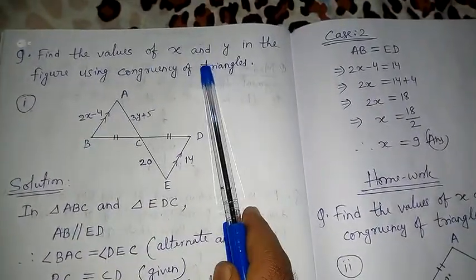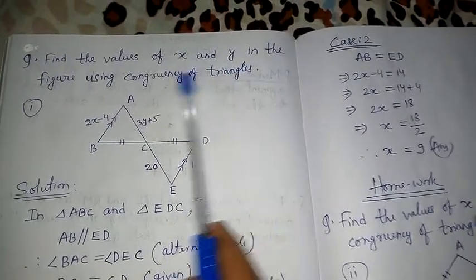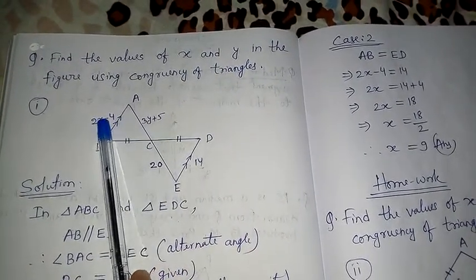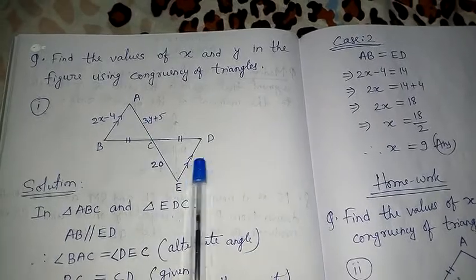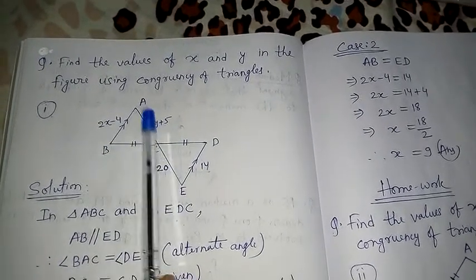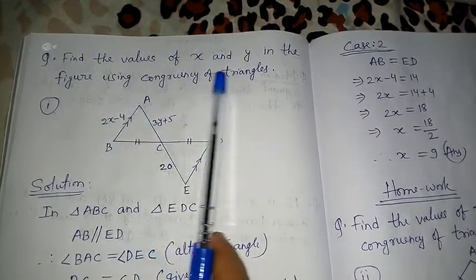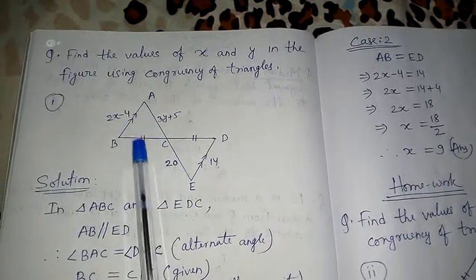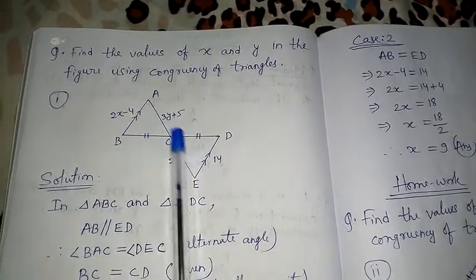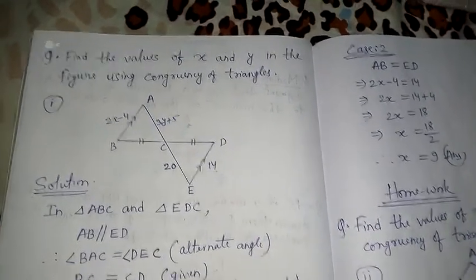Find the value of X and Y in the figure. So there are unknown quantities here, X and Y variables. You can see, you have to find the value of X and Y using congruency of triangle. First you have to prove that they are congruent, and then only you can find the value of X.